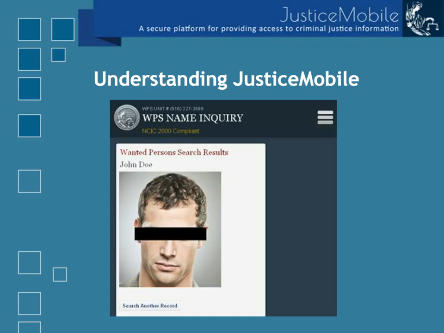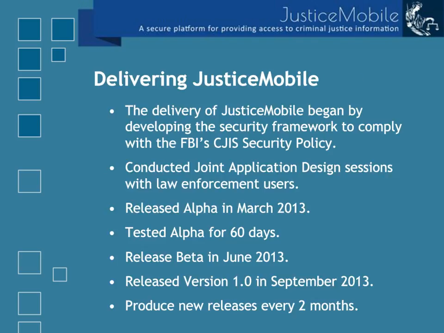In terms of delivering Justice Mobile, we began by focusing on the security framework to comply with the FBI's CJIS security policy. Then we conducted joint application design sessions with law enforcement users, which led to our alpha release in March of 2013. After 60 days of testing, we released our beta version in June 2013 and released version 1 in September 2013. Since then, we've produced new releases every 2 months.